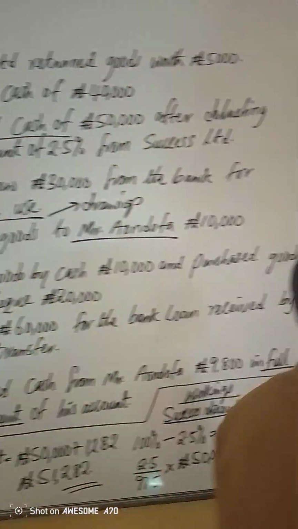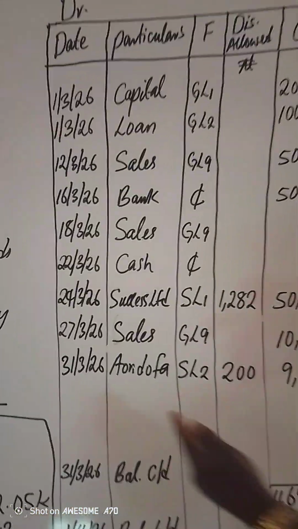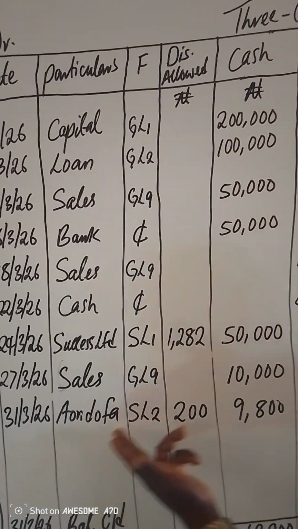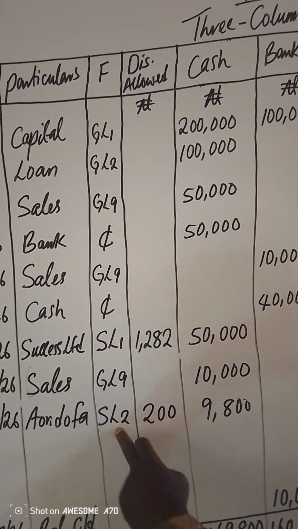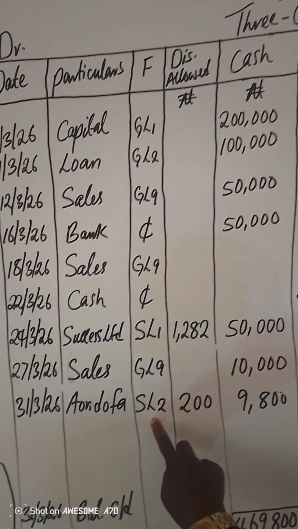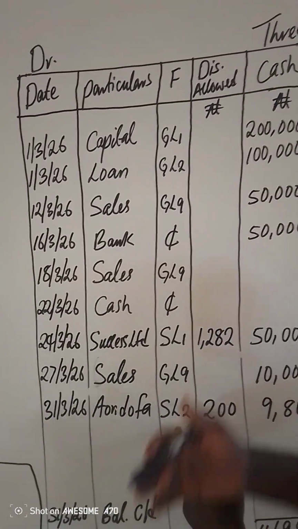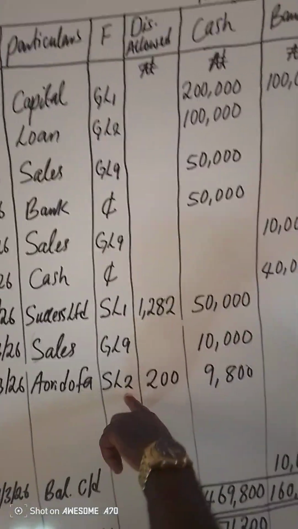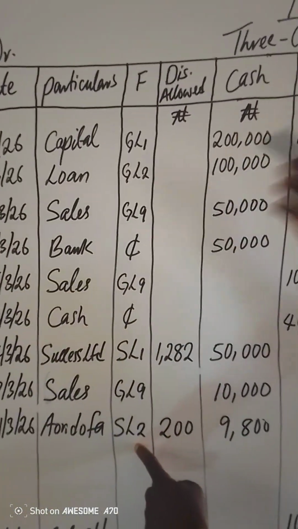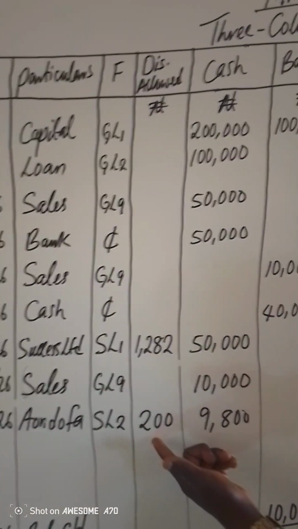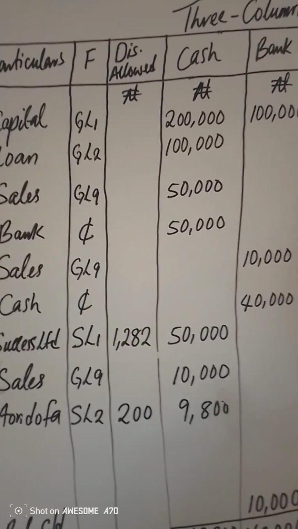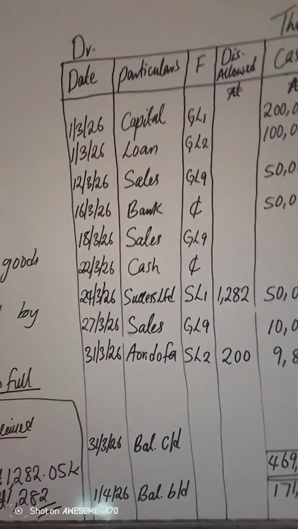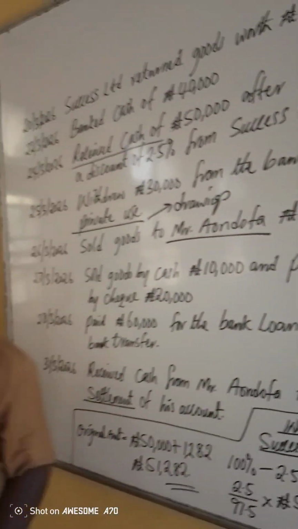They will come here and say, on this fateful day, which is 31st of March 2026, the business is receiving from Mr. Ondufa. And this is sales ledger. I told you that any transaction that has to do with goods being sold on credit and payment received from such people, that is what is called sales ledger. So this is sales ledger 2, because we already have sales ledger 1. And the discount, as I explained, is 200, and the amount that was received in full was 9,800. This transaction will now be fully recorded in the 3-column cash book.